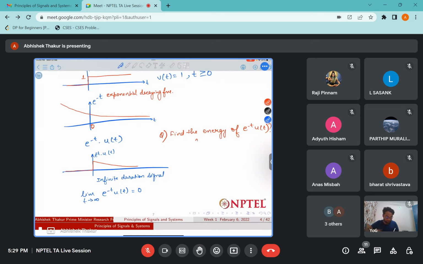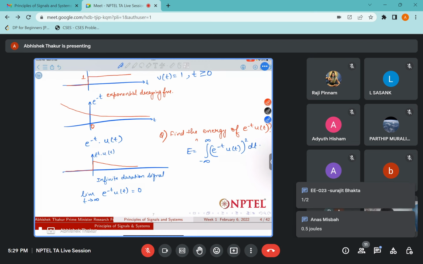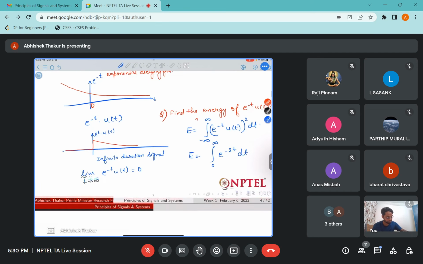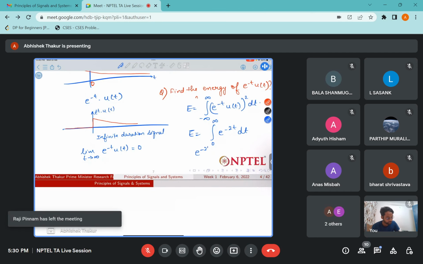When t tends to infinity, e to the power minus t into u(t) will become 0. That is 1 by 2 joules. Okay, so let's check. That is equal to the integral from minus infinity to infinity of e to the power minus t u(t) squared dt. So it will become the integral from 0 to infinity of e to the power minus 2t dt. When you integrate it, you will get e to the power minus 2t divided by minus 2, from infinity to 0.